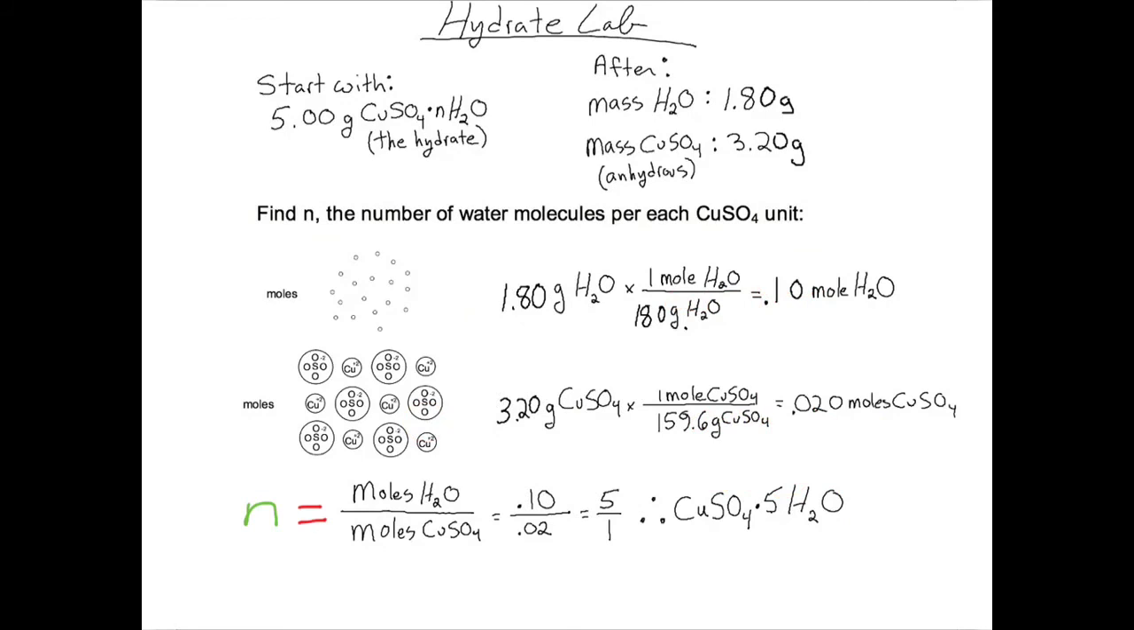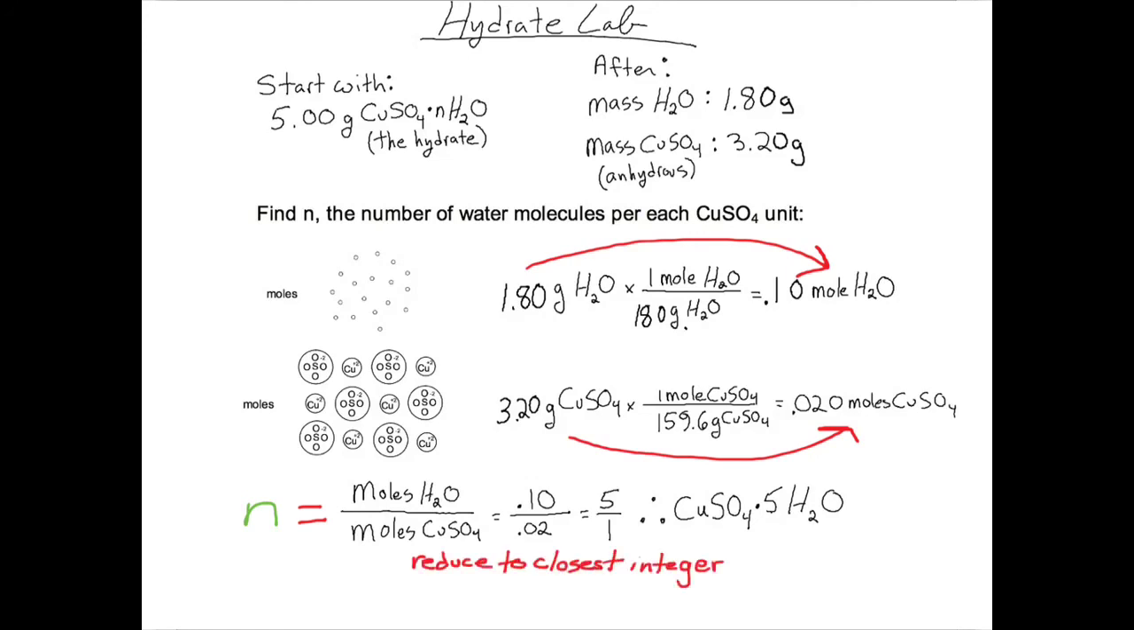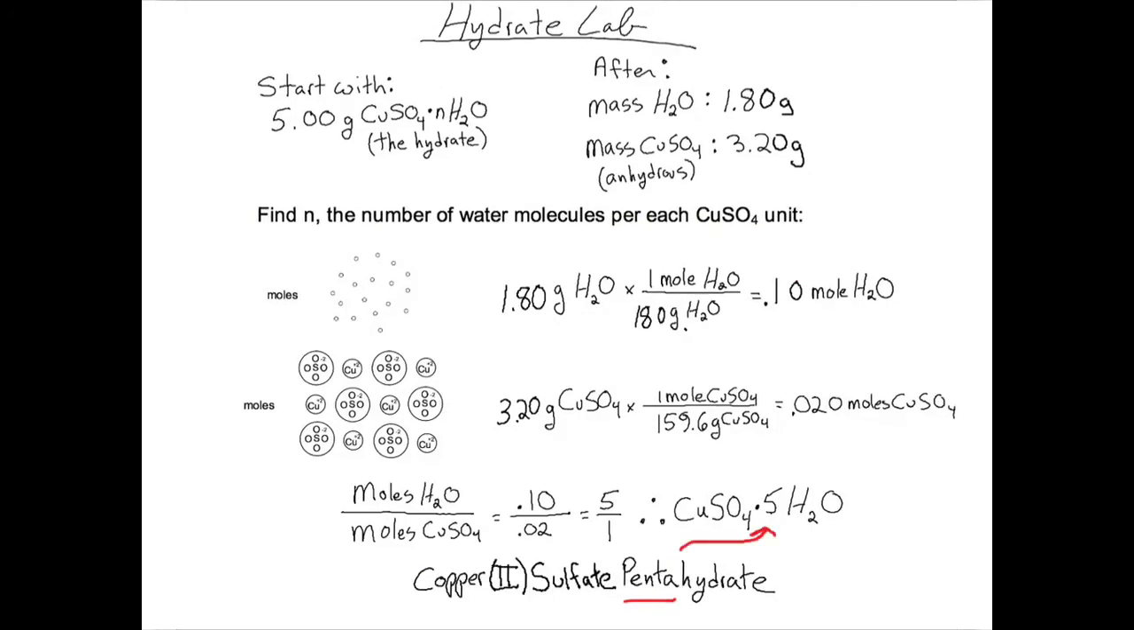First, you'll have to convert the number of grams of water to moles of water and number of grams of copper sulfate to number of moles of copper sulfate. When you do this, you'll see that you'll have to reduce your fraction so that you'll have an integer value for N. In this case, we get 5, and that allows us to name the compound as copper-2 sulfate pentahydrate.